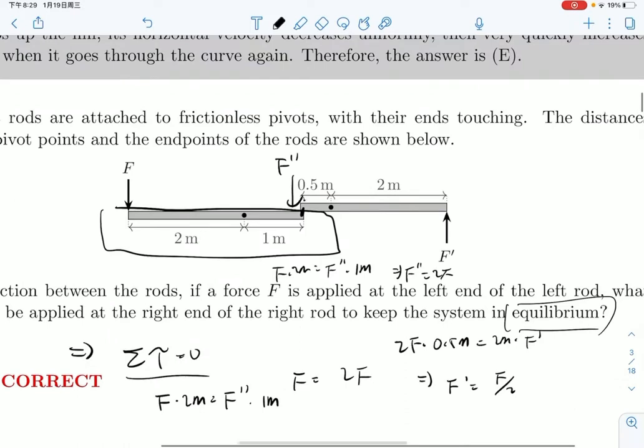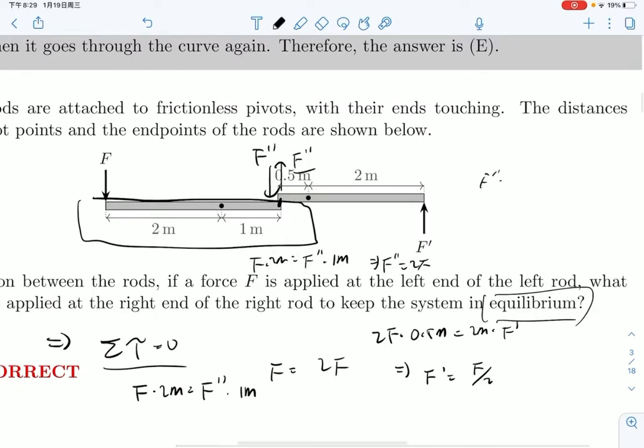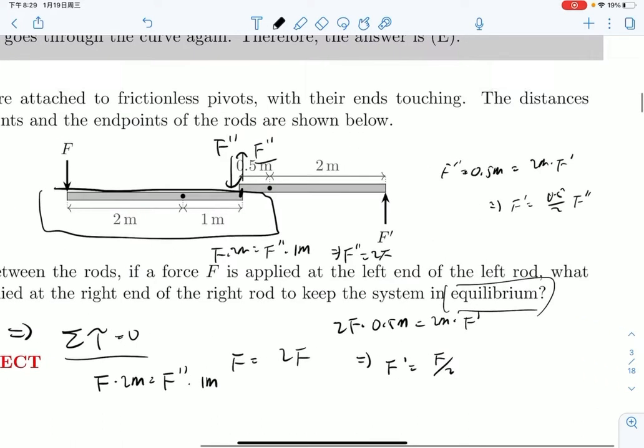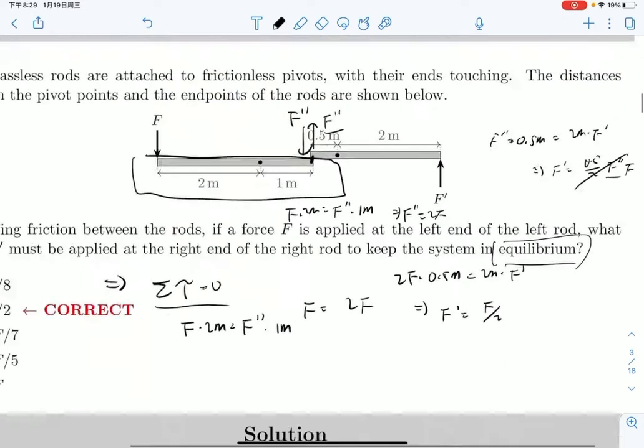And from Newton's third law, we can see this force is also F double prime. So F double prime times 0.5 m is equal to 2 m times F prime. So F prime is equal to 0.5 divided by 2 times F double prime. And F double prime is equal to 2F, so this term cancels out. So the answer is basically B.